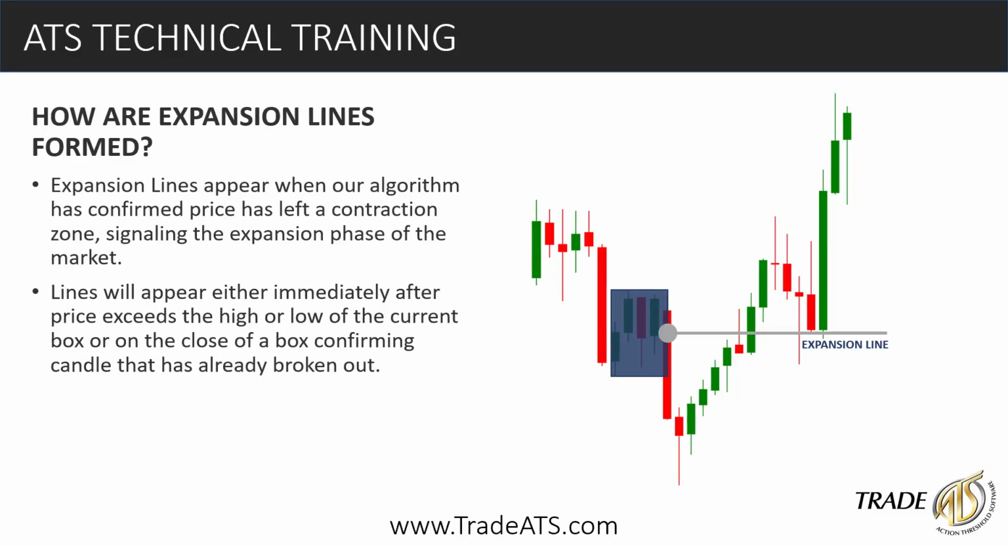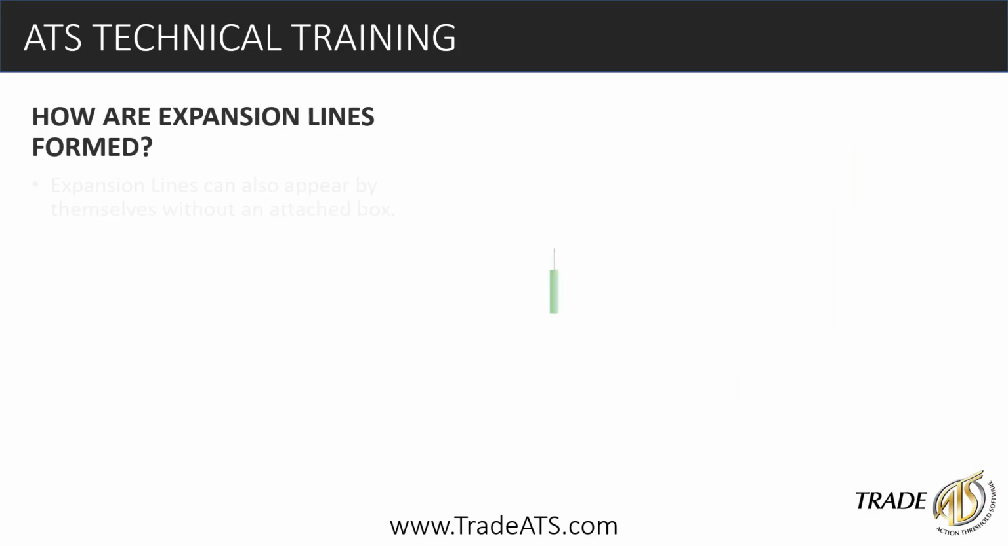Or it can happen on a box confirming candle that is already broken out. That is that one candle lag that happens. It's very rare, but it can happen. If price confirms a box and breaks out of it on the same candle, then you will get a box appear and an expansion line will have already appeared as well on that candle. It's very, very rare that it happens, but it has to happen this way so that we don't get any kind of repainting. So there's definitely a benefit to keeping it that way.